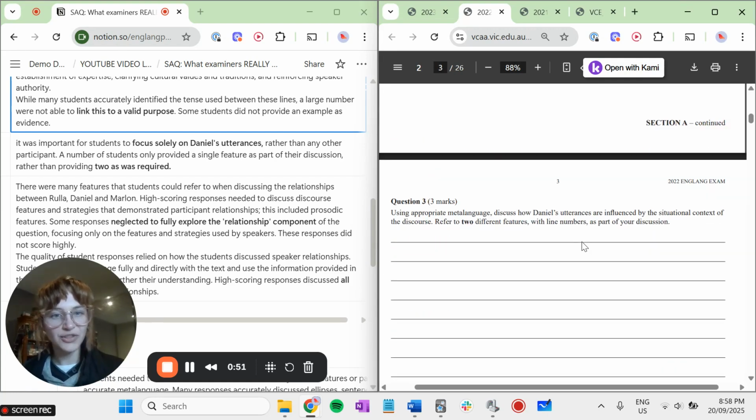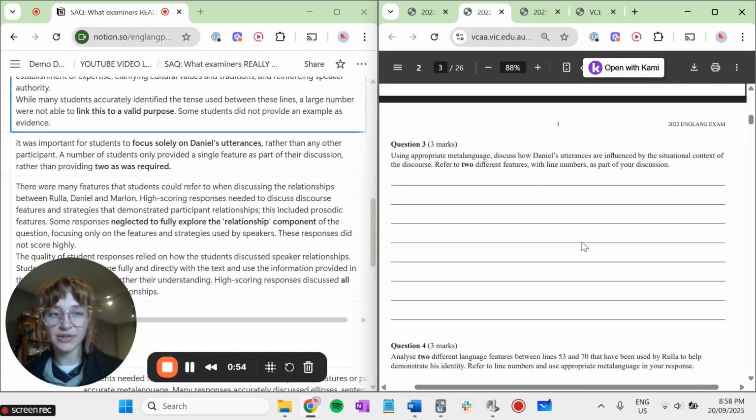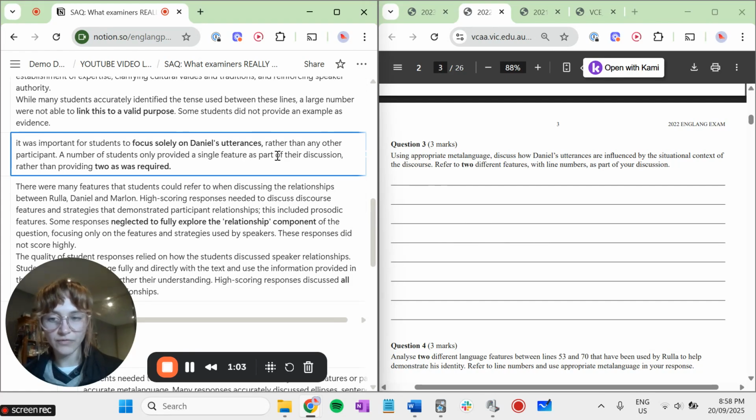Question 3: using appropriate meta-language, discuss how Daniel's utterances are influenced by the situational context of the discourse, referring to 2 different features. One thing that people just got wrong in this question is that it specifically asks about Daniel's utterances. It does not ask about anyone else's utterances. So you need to be careful, especially with people. Every time they ask about people or interlocutors or name someone, you need to make sure that you're talking about the correct person. Also, they might give you a line range. You need to make sure that you're picking something from between those lines. And then they'll give you a number. You need to make sure you get the right number.